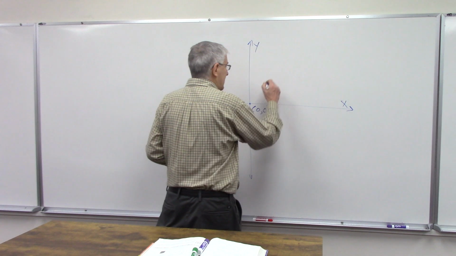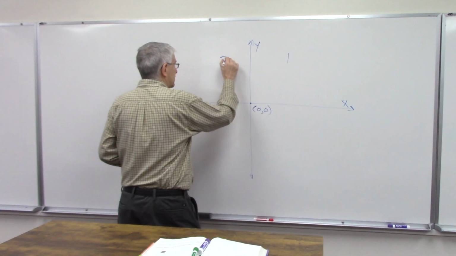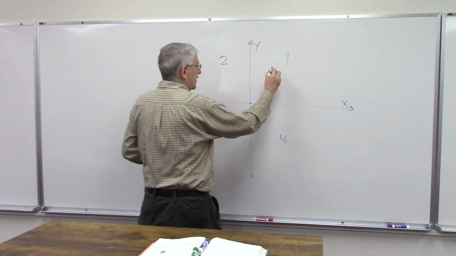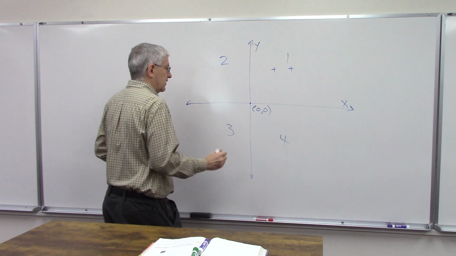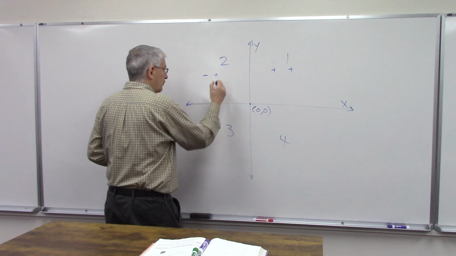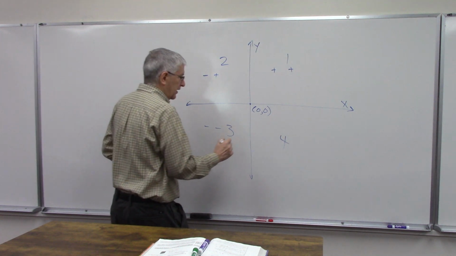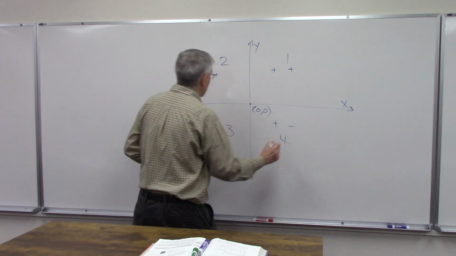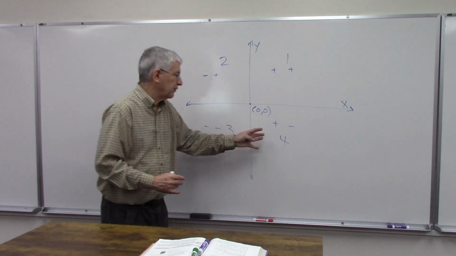And we said anything in here, in this quadrant, we will number them 1, 2, 3, 4. Anything in here has a positive X and a positive Y. This has a negative X and a positive Y. This has a negative X and a negative Y. And this has a positive X and a negative Y. So you can see that each quadrant is a little different.